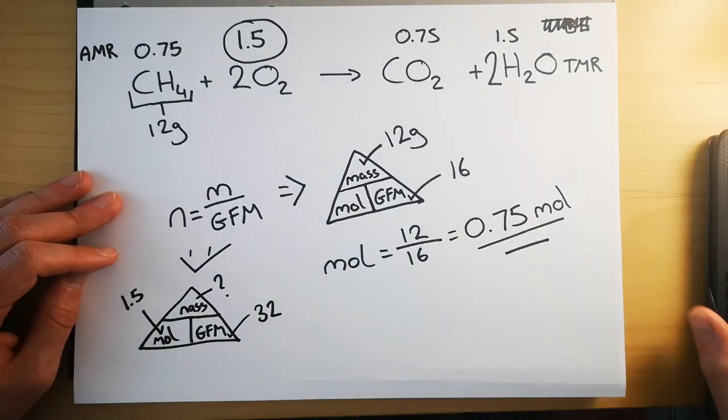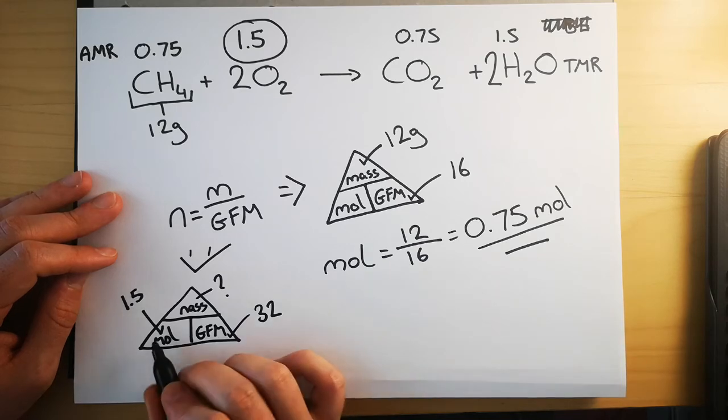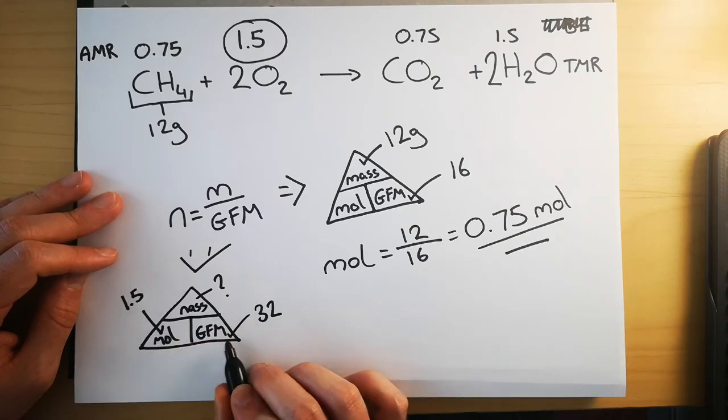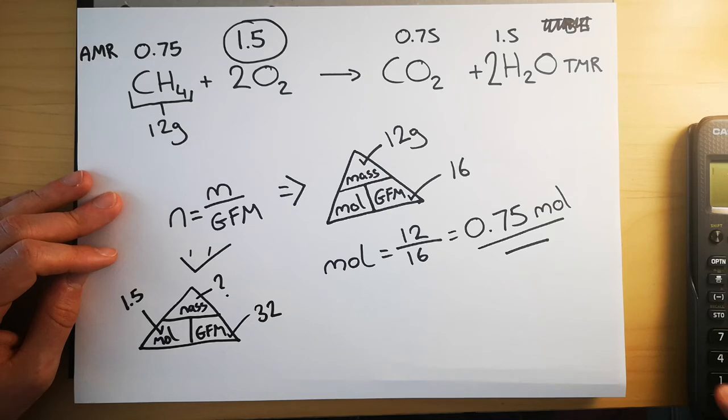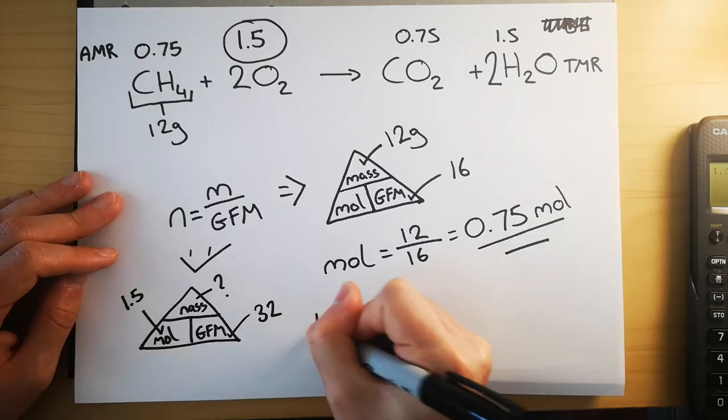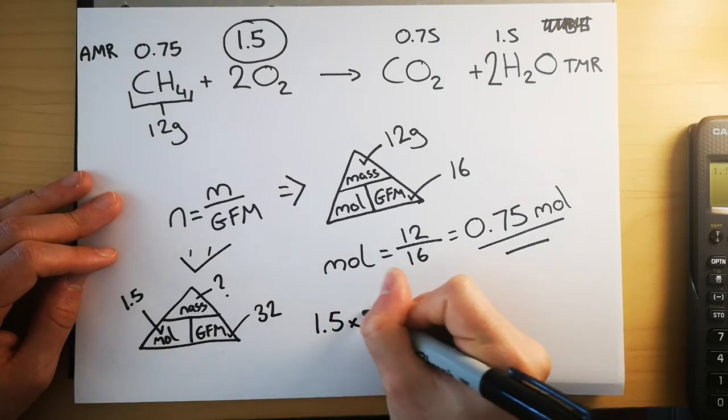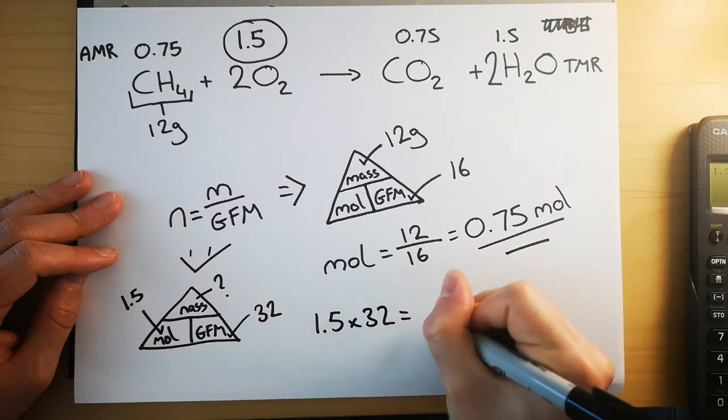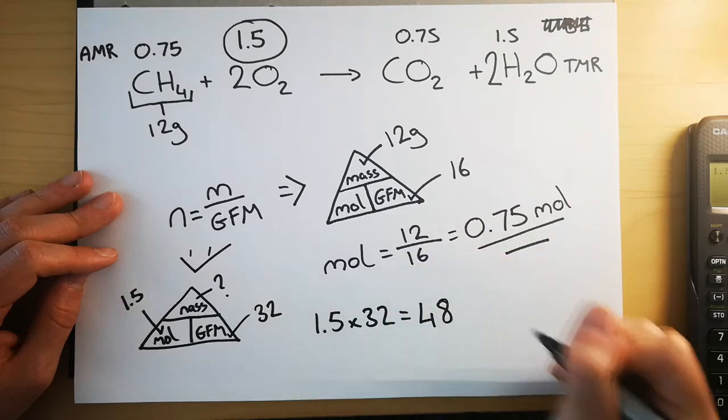Now, this means all I have to do is multiply the moles by the GFM. So that is going to be 1.5 multiplied by 32, which gives me 48. So 1.5 times 32 equals 48.